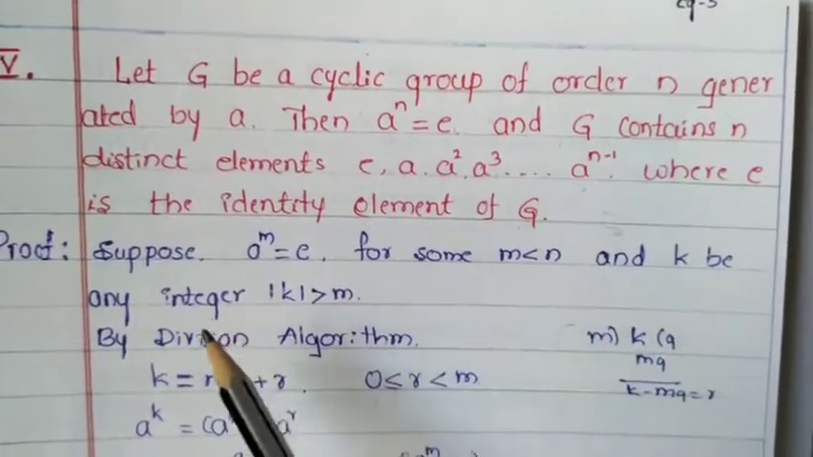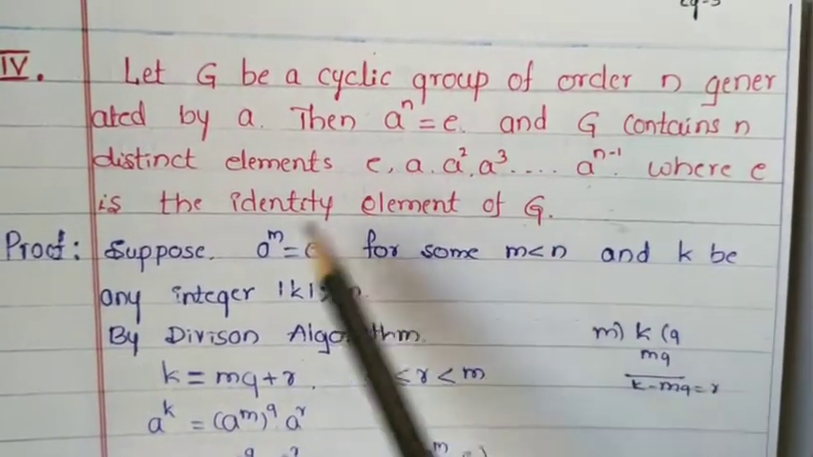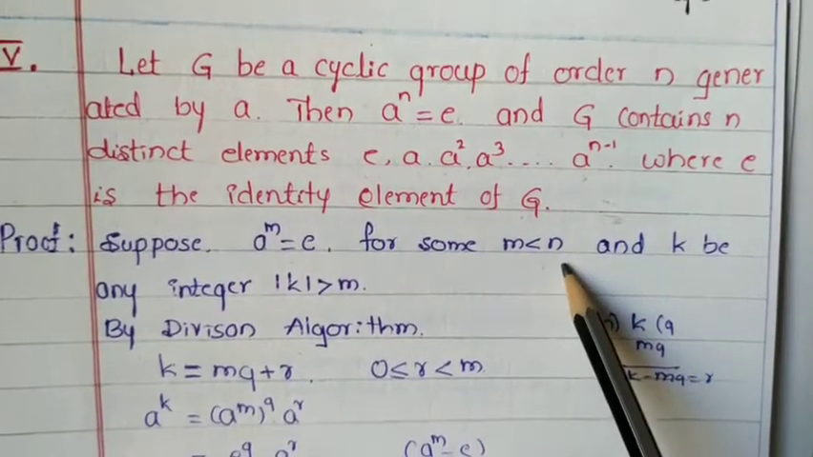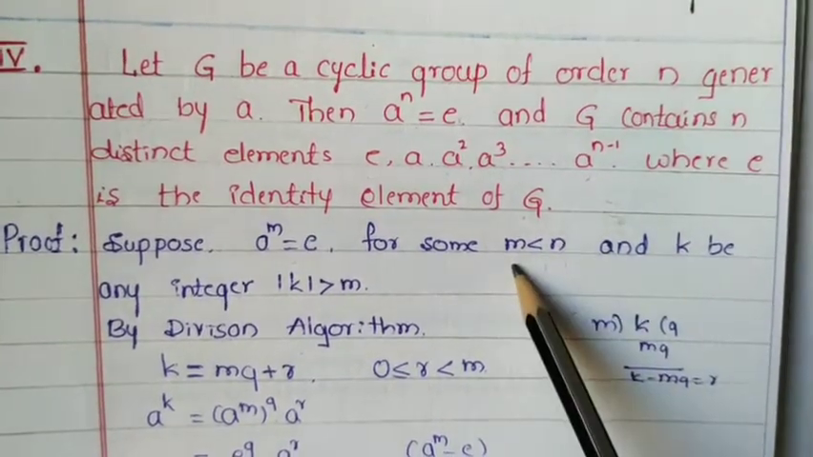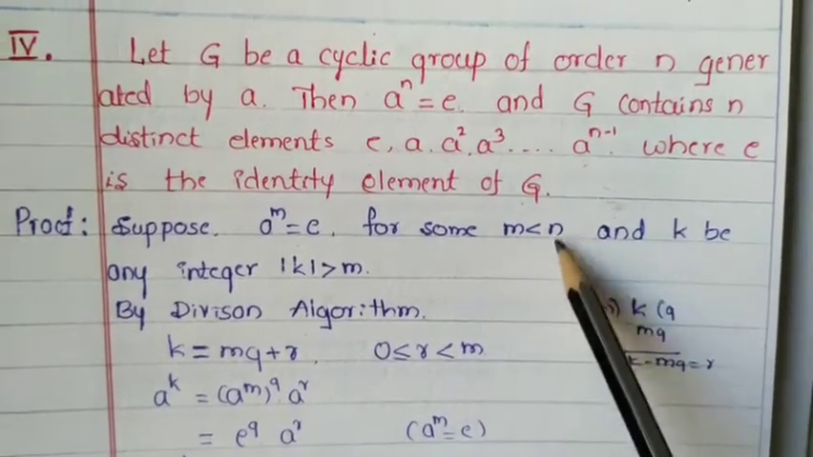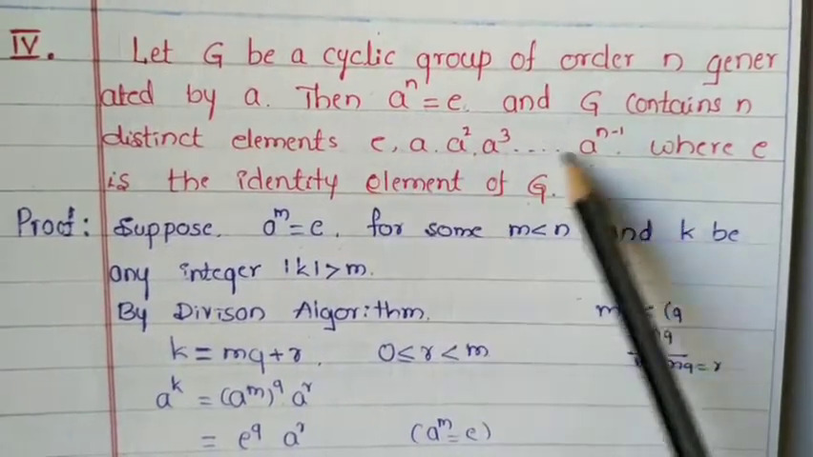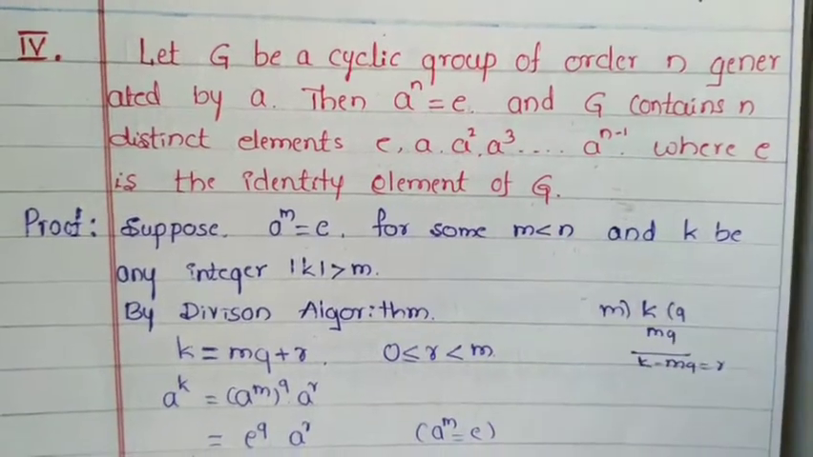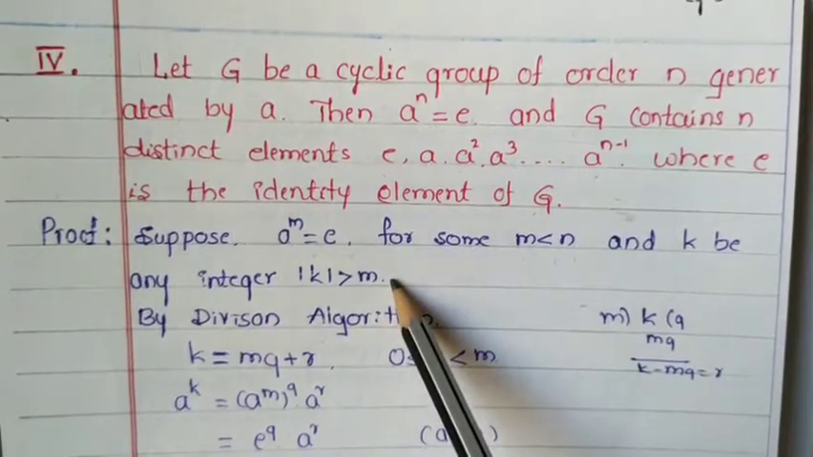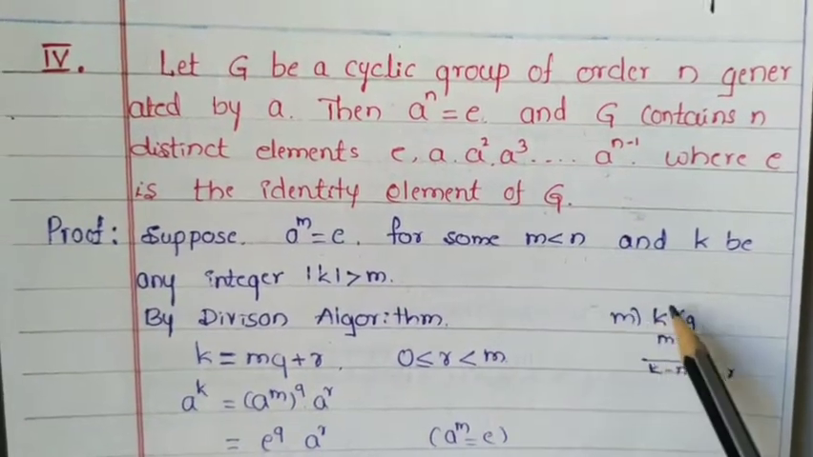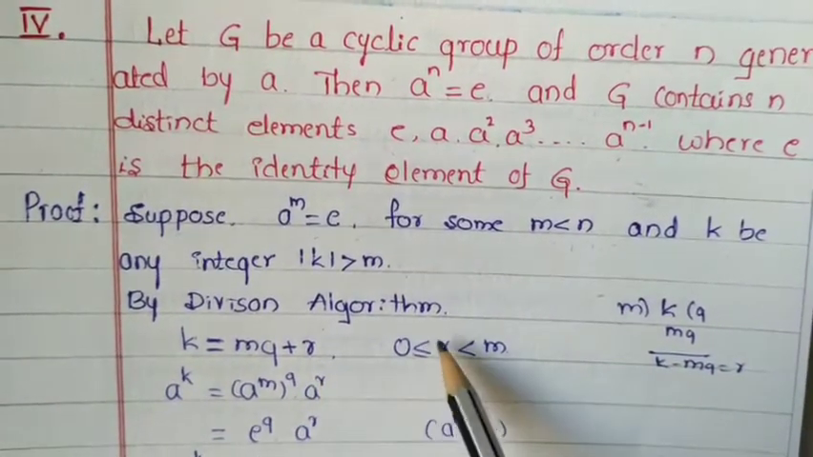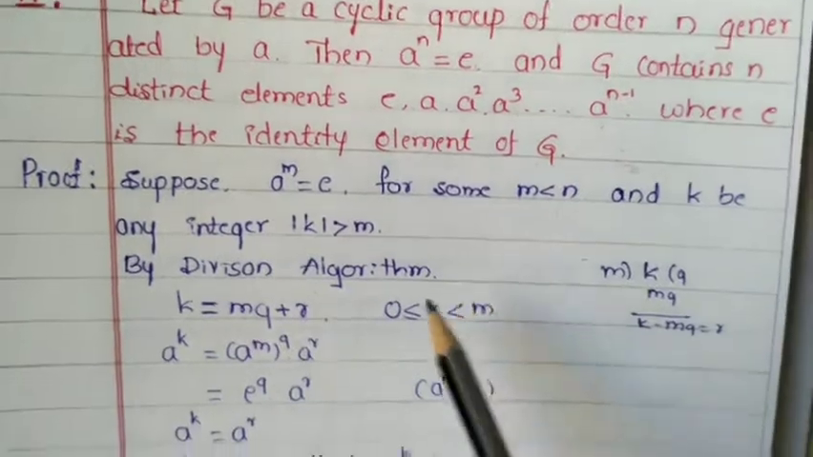Suppose, instead of proving a raised to n equal to e, I take a raised to m equal to e for some m less than n. n may be a big number, and the m I have taken is the smallest number. a raised to m equal to e for some m less than n. Now take another element a raised to k such that k is greater than m. By the division algorithm, we get k equal to m q plus r, where r is greater than or equal to 0 and less than m.